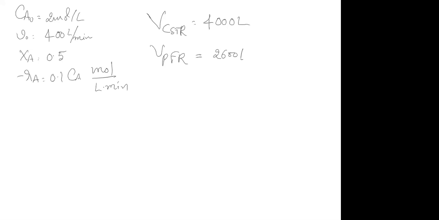So until 2600 liters. So this is the first problem that we have solved. So let's start non-ideal reactors. So this is, let's say, the first problem that we have solved. Ca0 is 2 mole per liter, V0 is 400 liters per minute, and minus R is 0.1 Ca. So V of CSTR is 400 liters, V of PFR is, let's say, 2600 liters is the volume which is required.